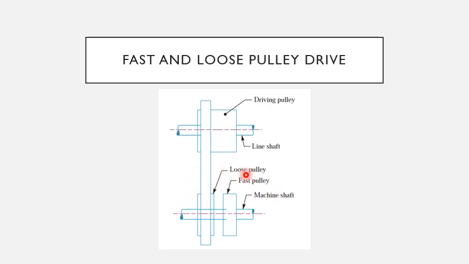So just when you do not have to transmit the power, you simply shift the belt from here to here, and this is the fast pulley. This is used for transmitting power, and this is the loose pulley which runs freely over the machine shaft and is incapable of transmitting power. So if you want to transmit power, just shift this belt from the loose pulley to the fast pulley.